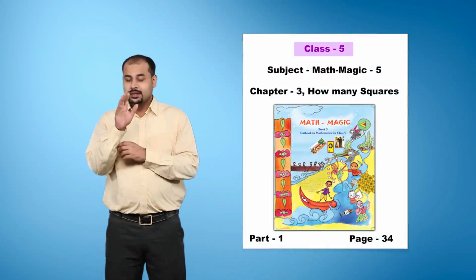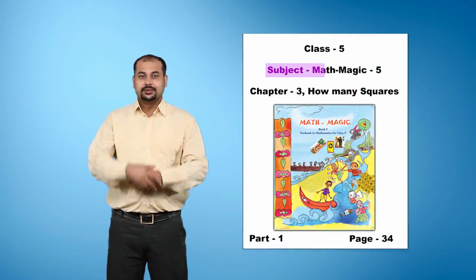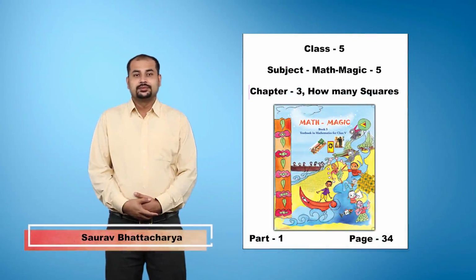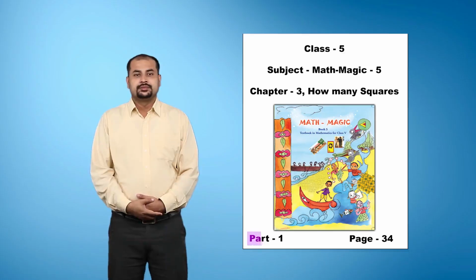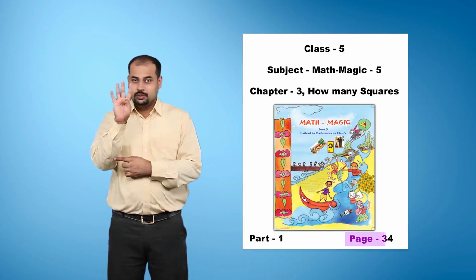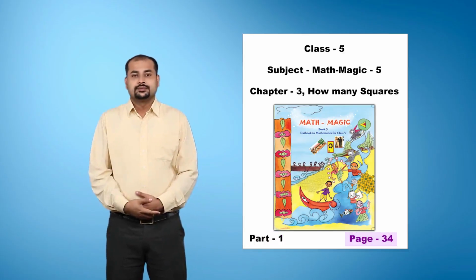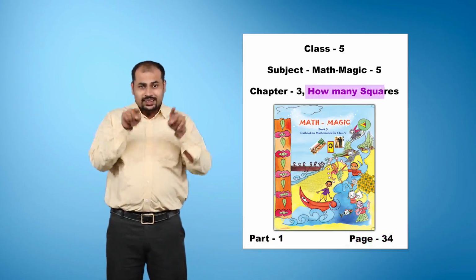Class 5 entitled Math Magic 5. This is Chapter 3, Part 1. Page 34. How many squares?